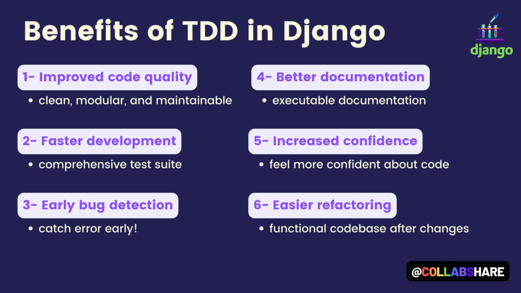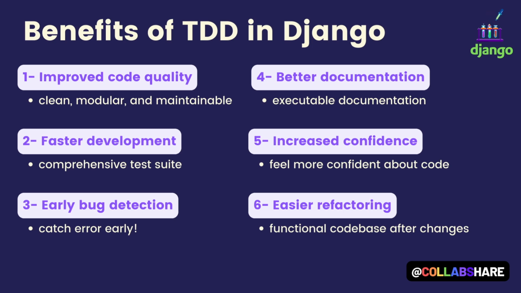The next benefit is faster development. Although TDD may seem like it would slow down development, it actually helps developers work more quickly and efficiently. With a comprehensive test suite in place, the developers can make changes to the code base with confidence, knowing that they are not introducing regressions.